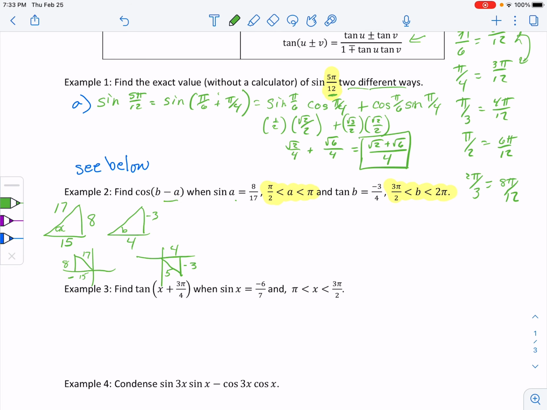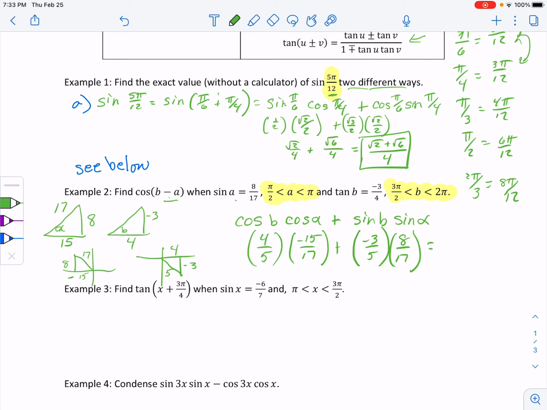Okay. The formula for cosine is the cosine of beta times the cosine of alpha. If that's a minus, this one's a plus. Then I have the sine of beta, sine of alpha. And those I get off the triangle. So the cosine of beta is 4 over 5. The cosine of alpha is negative 15 over 17. The sine of beta is negative 3 over 5. And the sine of alpha is 8 over 17.